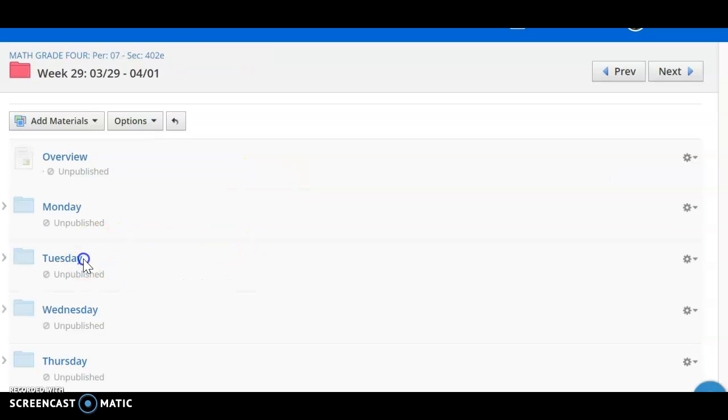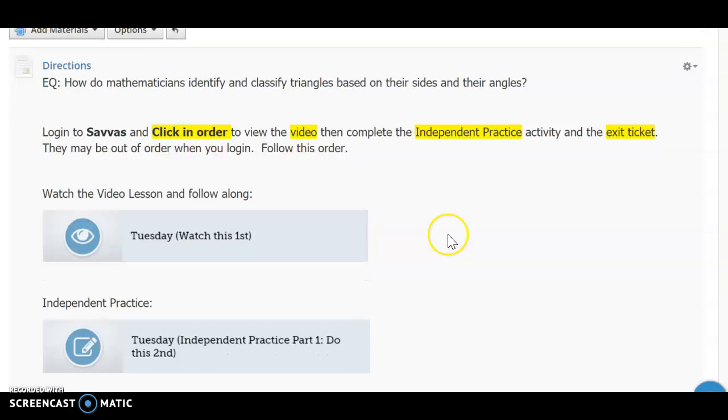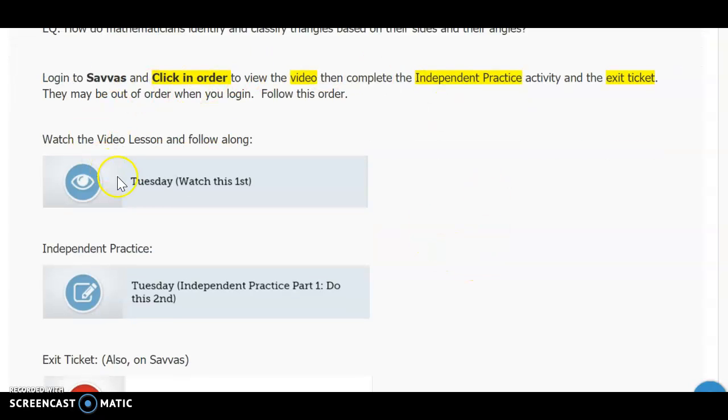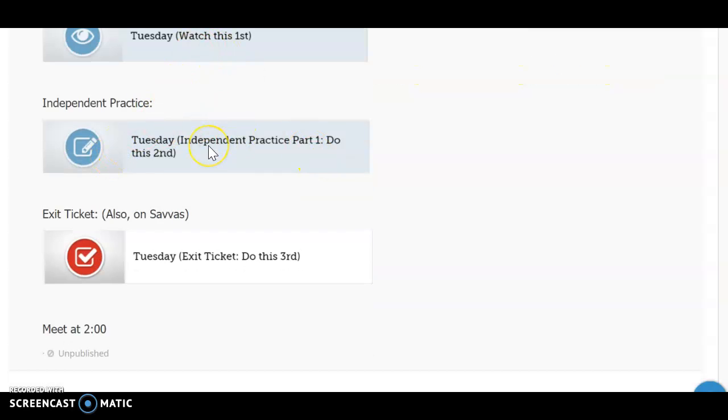When we go into Tuesday, we're going to go back and revisit the types of triangles: how mathematicians identify and classify triangles based on their sides and their angles. Again, you're going to log into Savas. There is a video you're going to watch. This is just a screenshot of what you're going to see. After you watch the video, you will complete the independent practice, and there's also an exit ticket. It's all located on Savas.